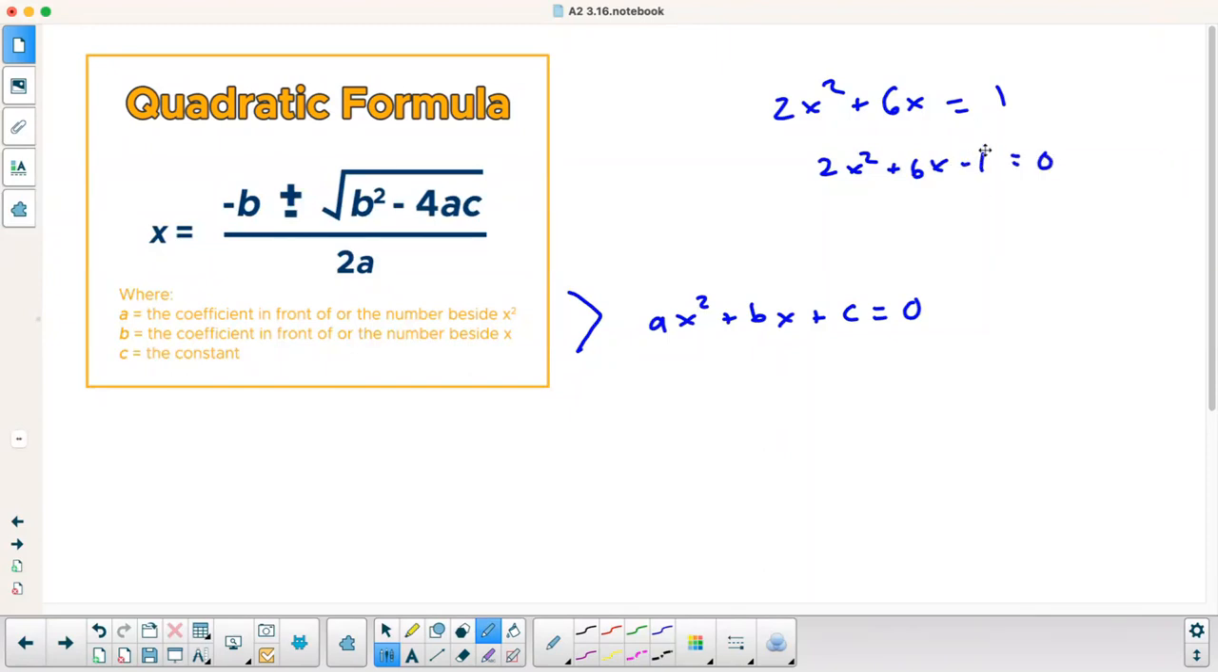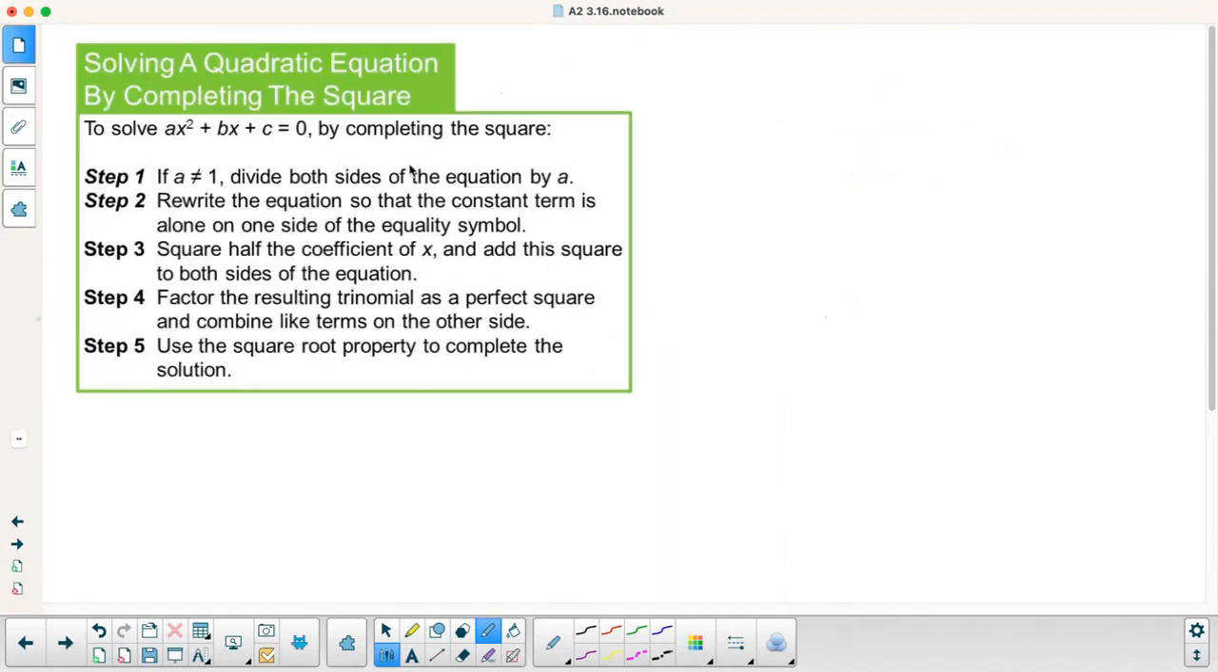Okay, and that way c is negative 1, it's not 1. So yeah. All right, completing the square.